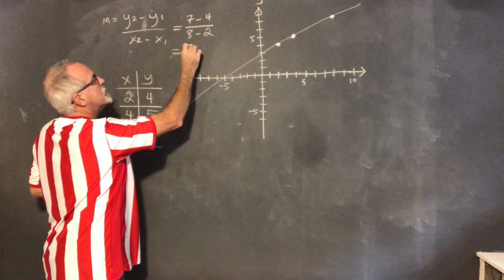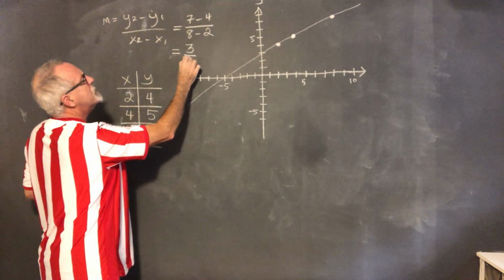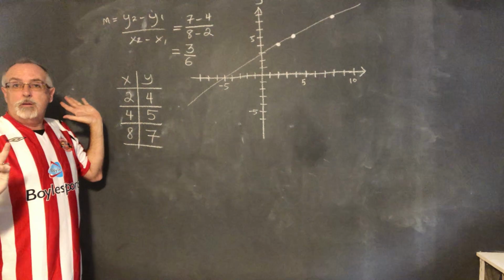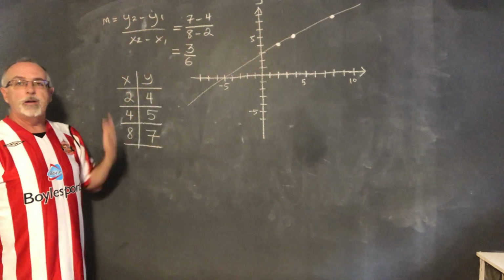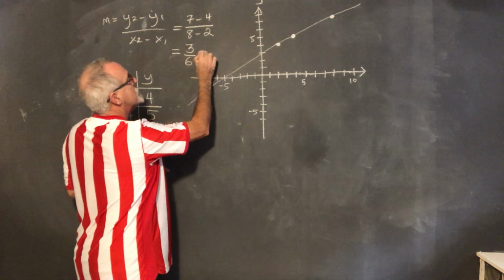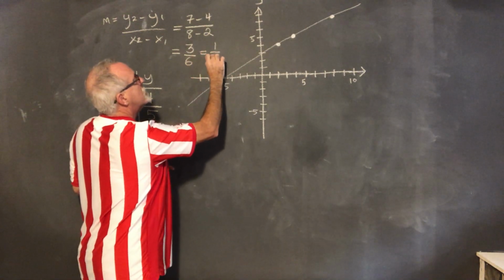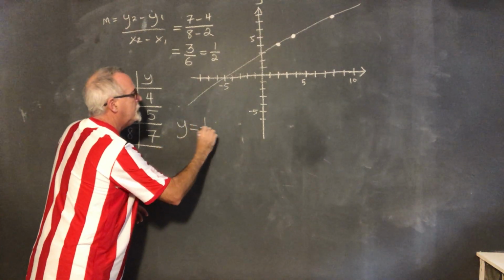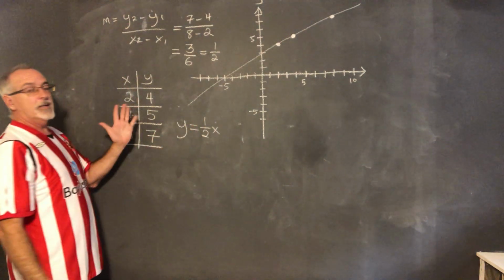7 minus 4 is 3, and 8 minus 2 is 6. And I have a slope of 3/6, which is correct. And I could say I have a rise of 3 and a run of 6 if I wish. It would be correct, but I can also simplify this fraction, because 3/6 reduces to 1/2. So now I know my equation is going to be y equals 1/2 x plus something.